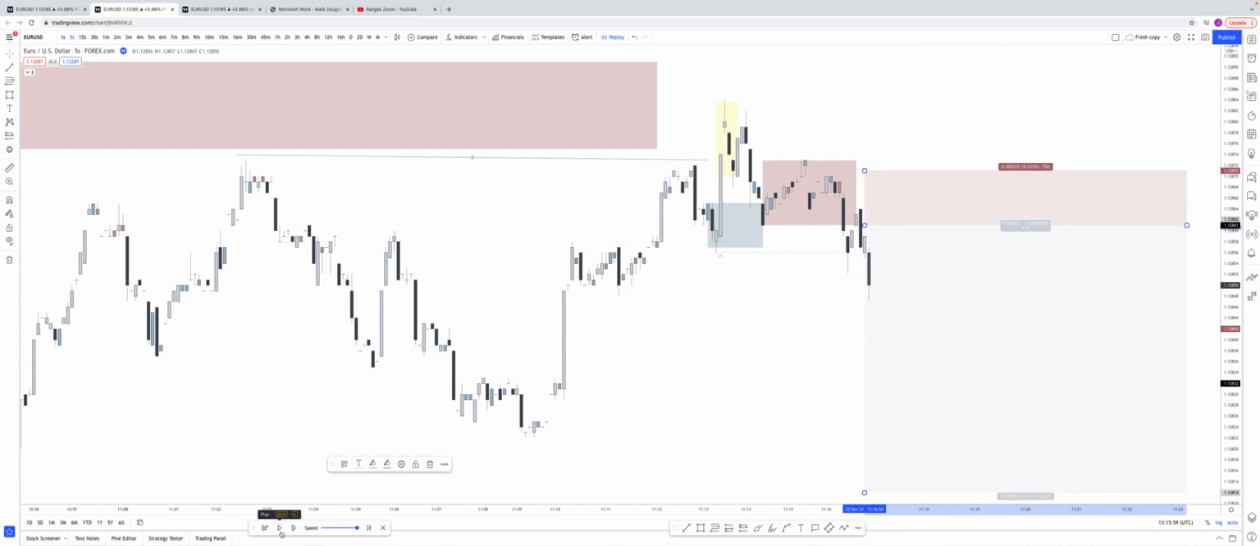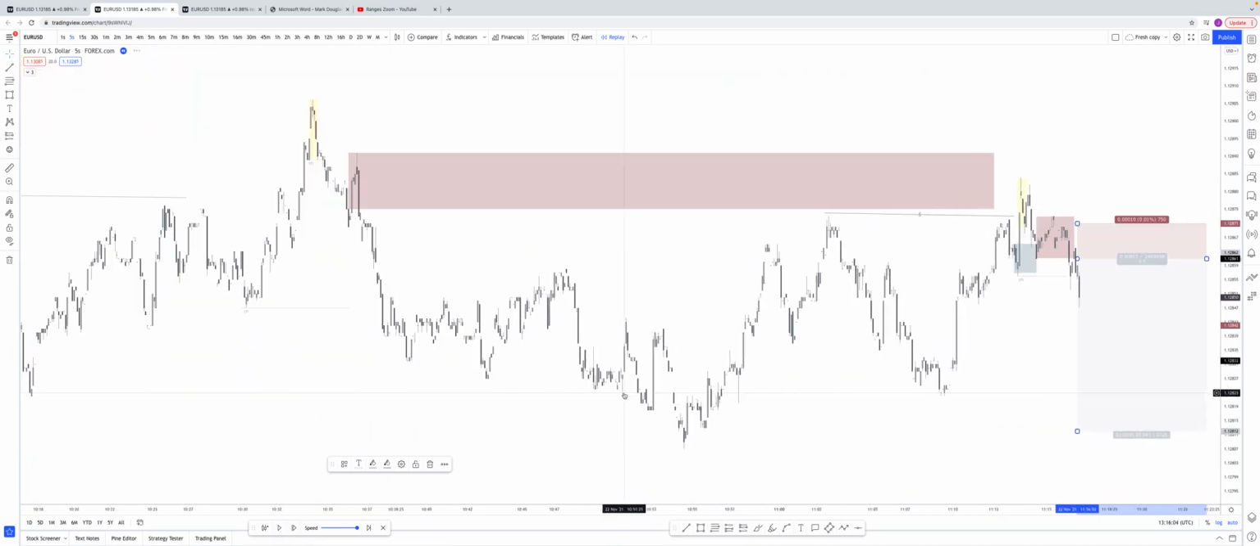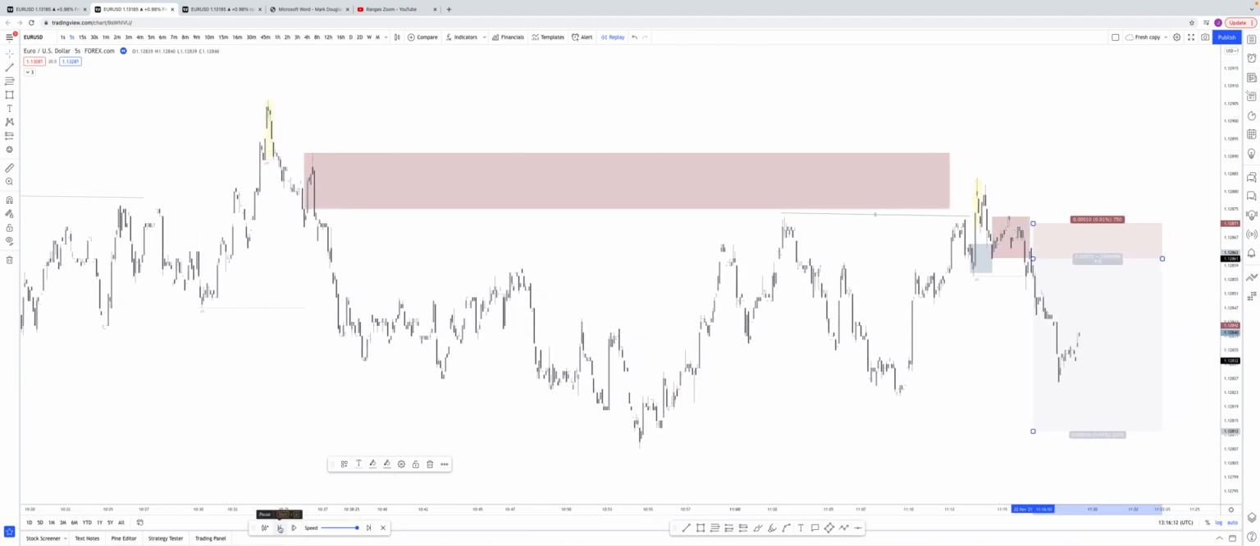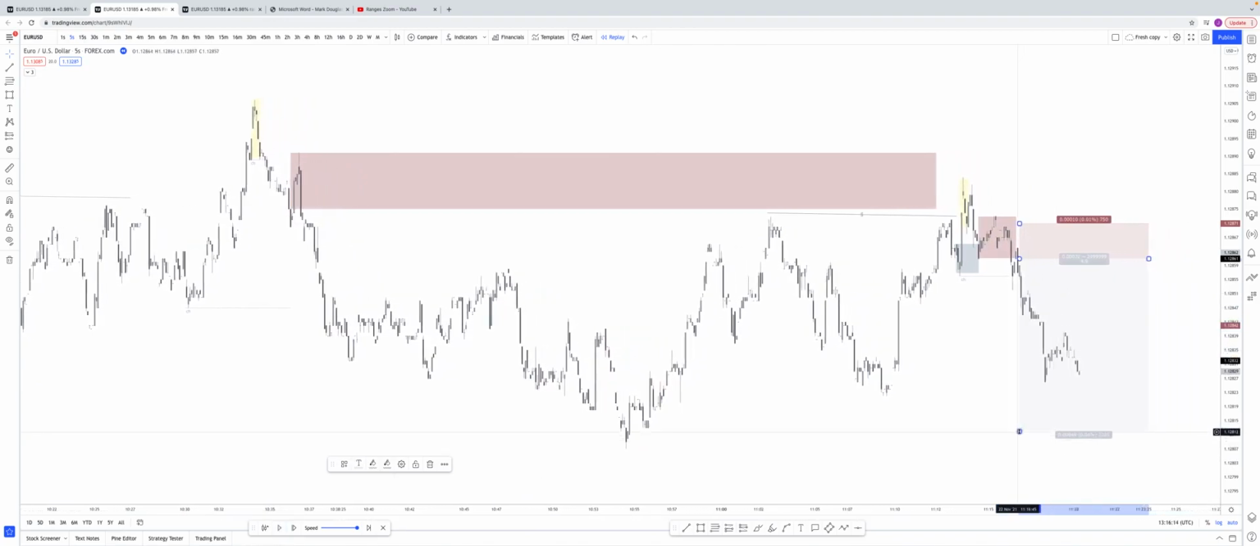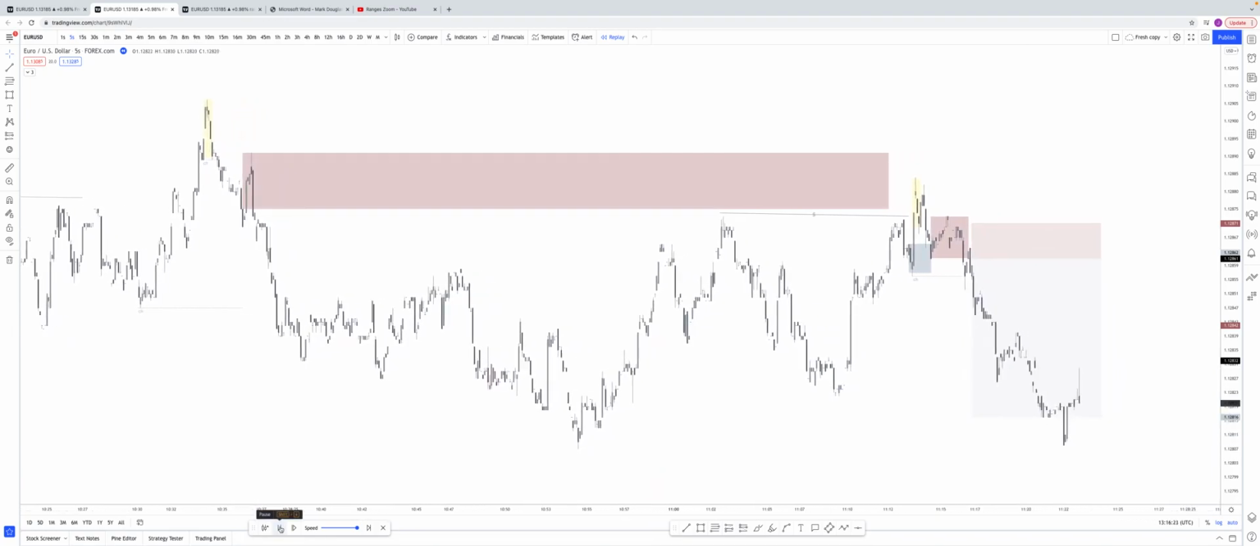So the 1 minute, we should at least break here following 1 minute order flow. I believe price does, but I'll show where you get risk off. So 4.5 R. So you've got risk off at this point.